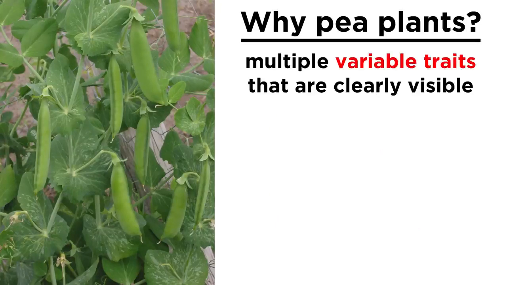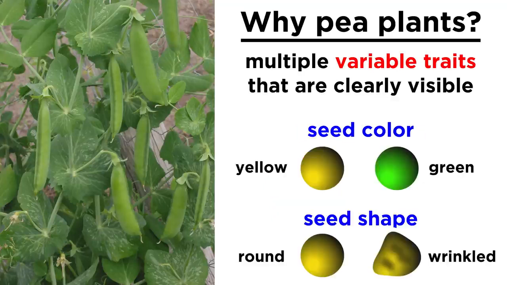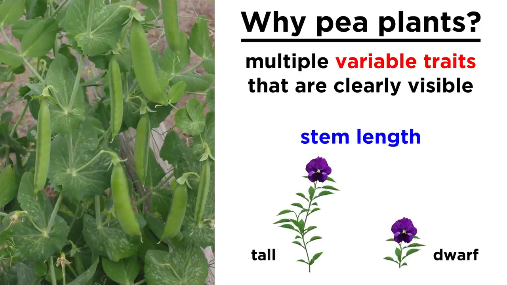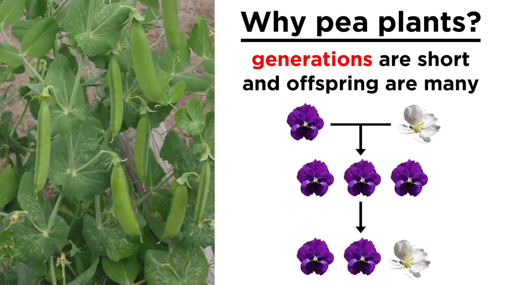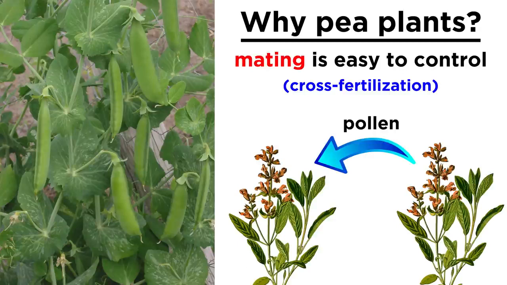Well, the pea plant has a number of visible traits that can vary, so results are easy to observe. These are things like flower color, seed color and shape, pod color and shape, flower position, and stem length. Generations of the pea plant are short and the offspring are many, so data is easy to gather. And Mendel could easily control mating by removing the stamens, the male fertilizing organs that produce pollen, from a particular set of plants. Then he could deliberately cross-fertilize with pollen from other plants. This means he had complete control over which plants were mating with which other plants.